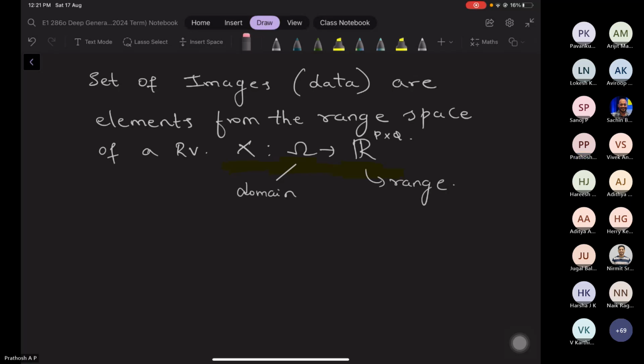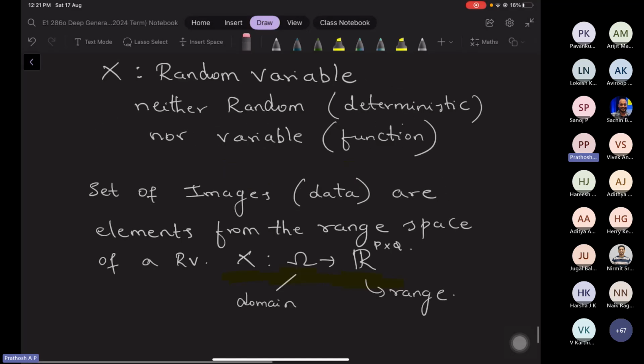Sachin? Yes, sir. Just one question in this context of images. One image has multiple pixels, right? Correct. Now this random variable function, which takes a sample space element and converts it into R^(PxQ): will this random variable be for all the pixels of that image?